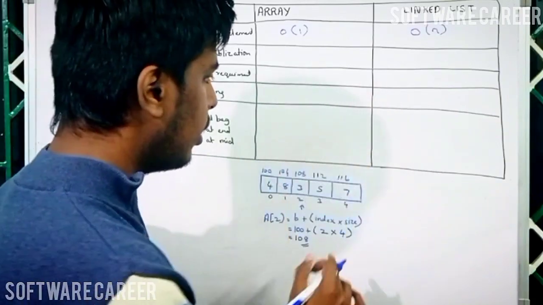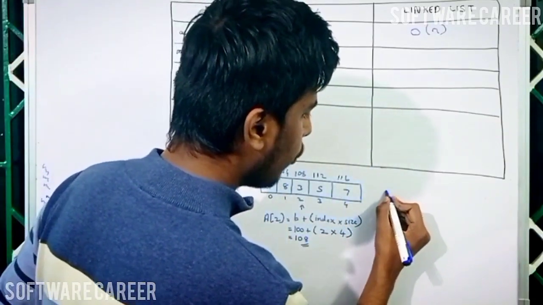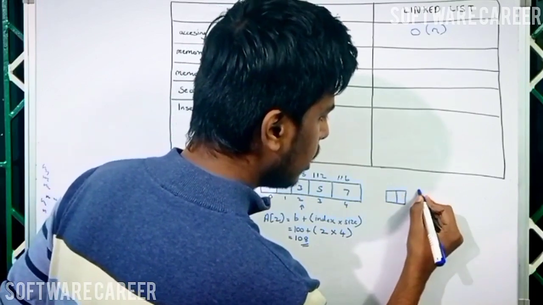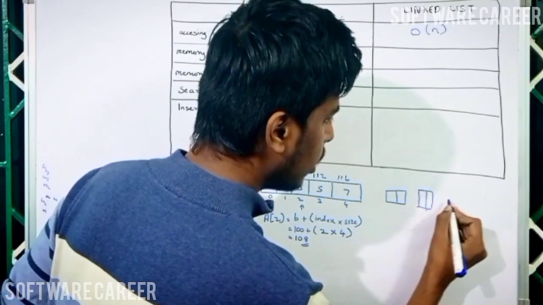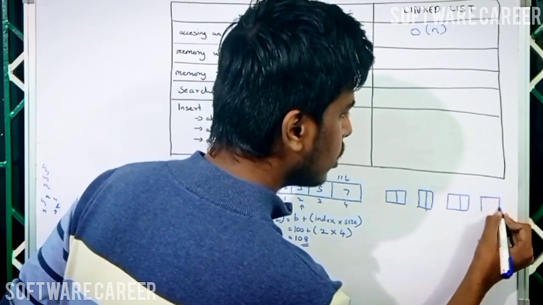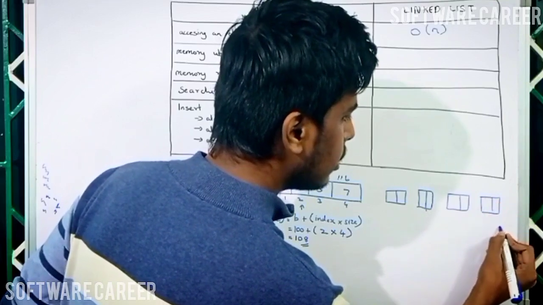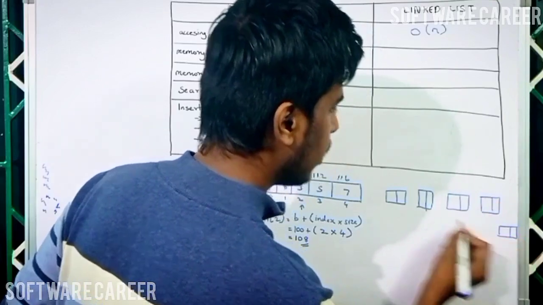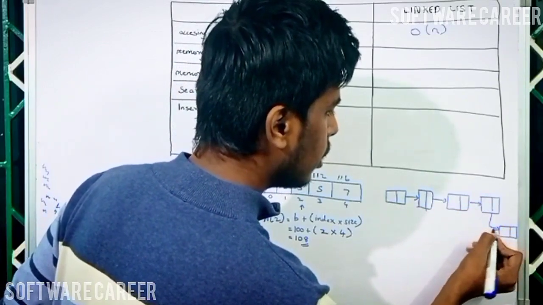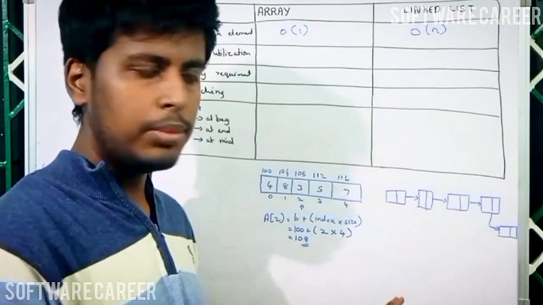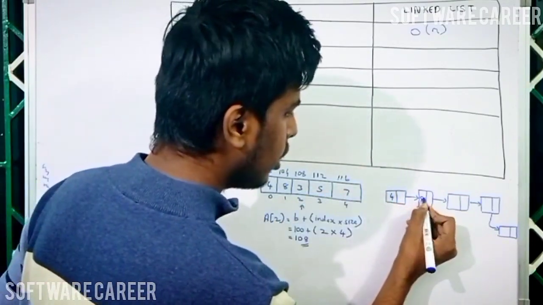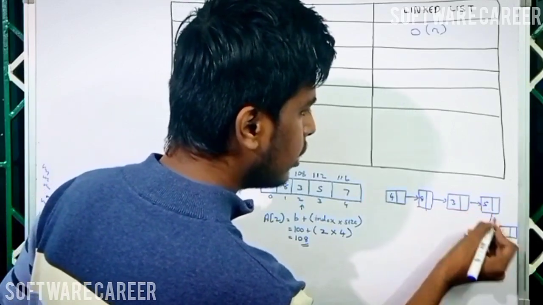Let's see for a linked list. Suppose I am creating a linked list of size 5. Suppose this is the first node, then this is the second node, then the third node, then the fourth node, then the fifth node. Now I am storing 5 elements in this list. Let's say 4, 8, 3, 5, 7. Same numbers: 4, 8, 3, 5, 7.